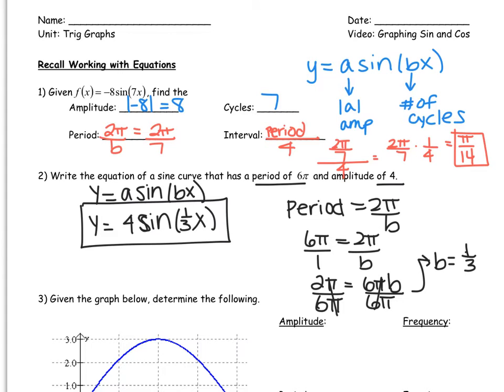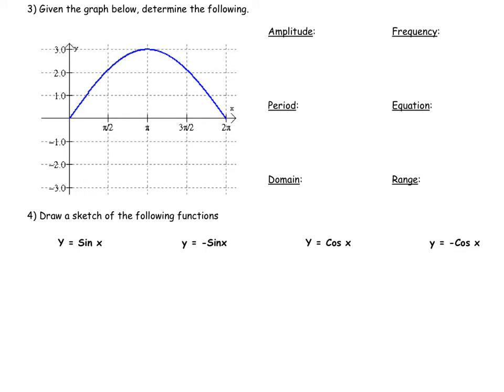Okay, let's see if we could do the last one on this page. Given this graph below, can we determine the following information? What is the amplitude? If you recall, the amplitude is how high up the graph goes from the line of center, which in this case is the x-axis. So here we can measure our amplitude by the highest peak. So our amplitude is 3.